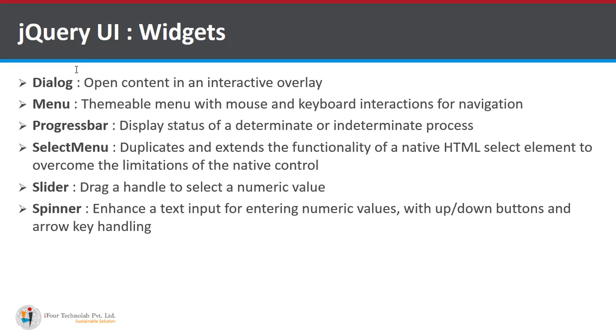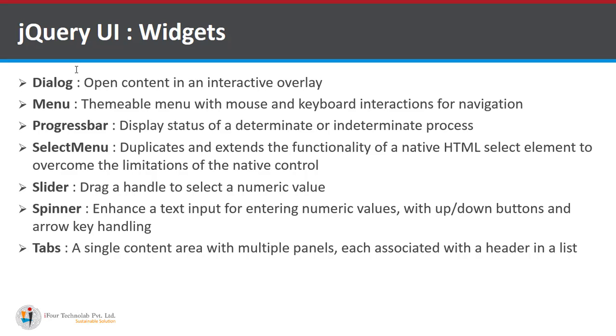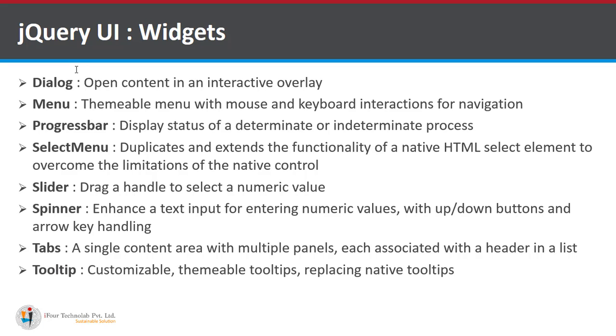Spinner enhances a text input for entering numeric values with up and down buttons and arrow key handling. Tabs is a single content area with multiple panels, each associated with a header in a list. Tooltip is a customizable and themeable tooltip replacing the native tooltip.